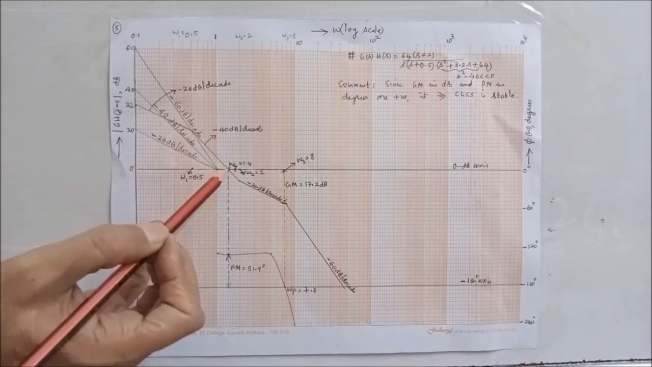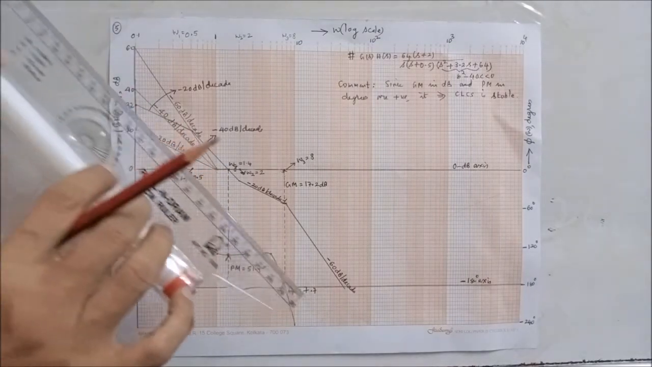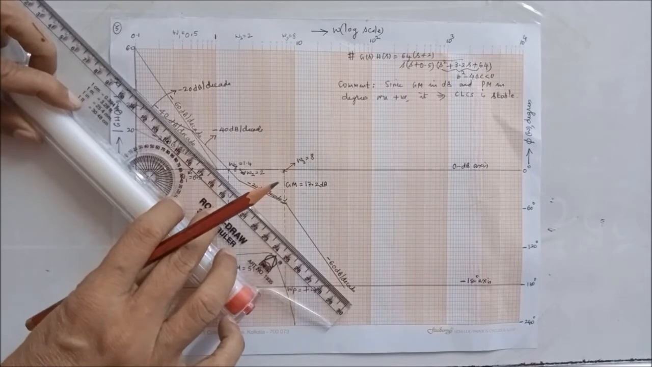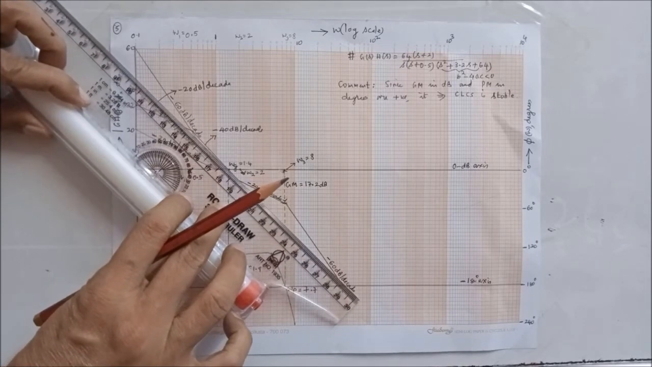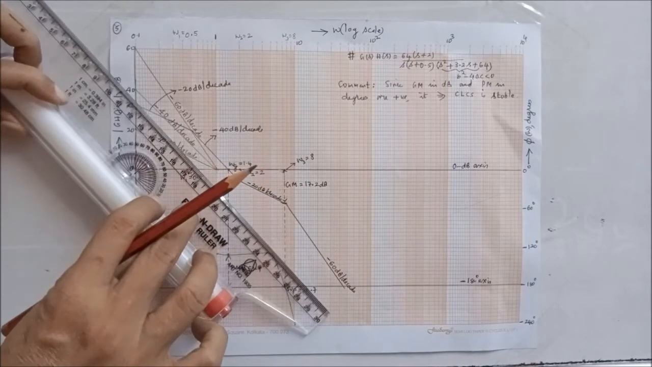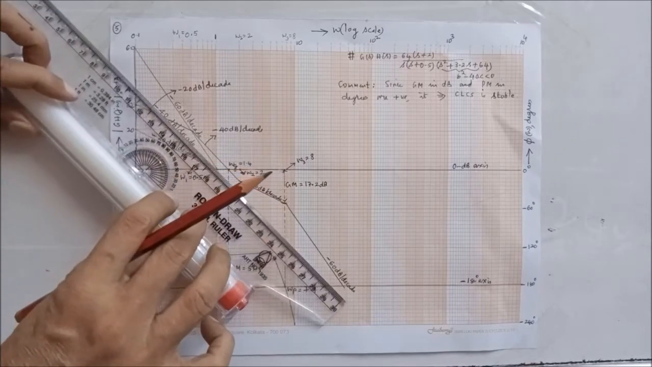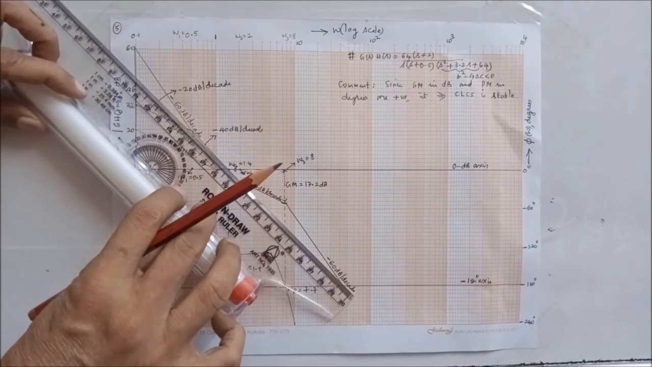Between omega 1 and omega 2, slope is minus 40. So keep this roller scale or the rotor scale on this line and slide it like this. So wherever you see, you keep it on this line and slide it.